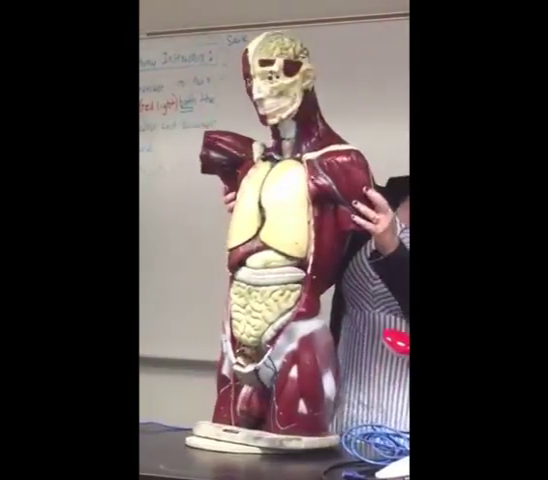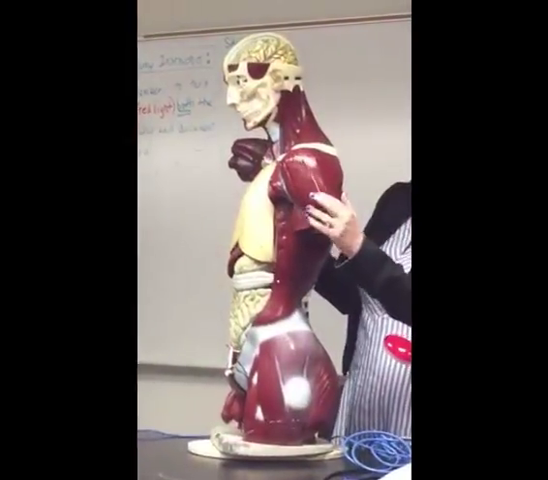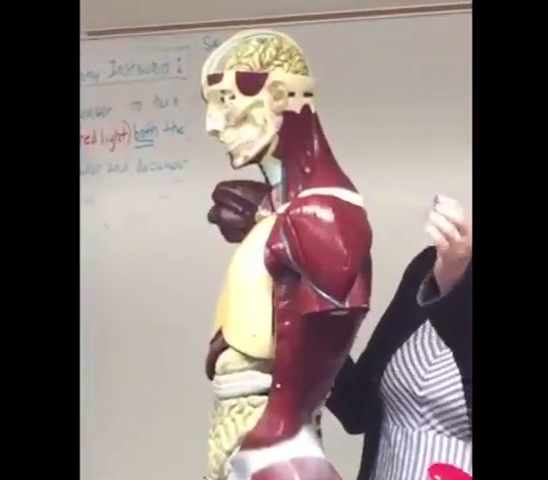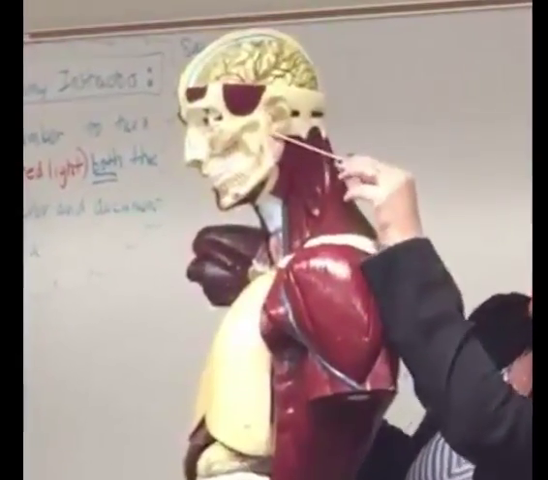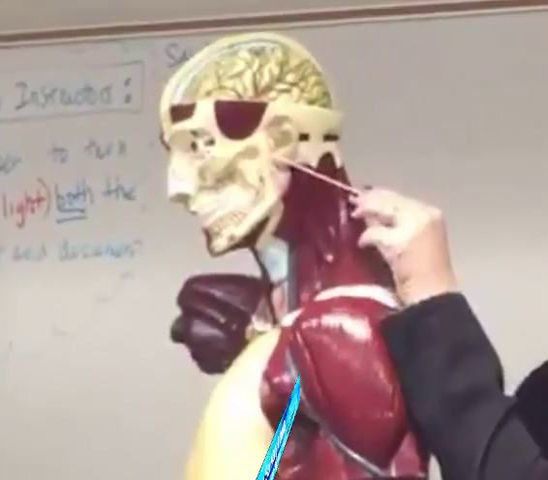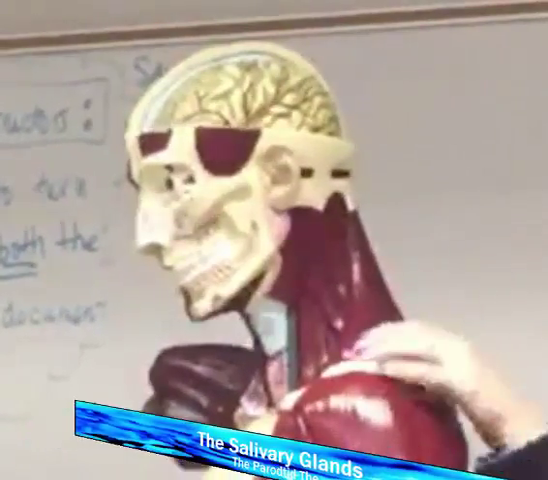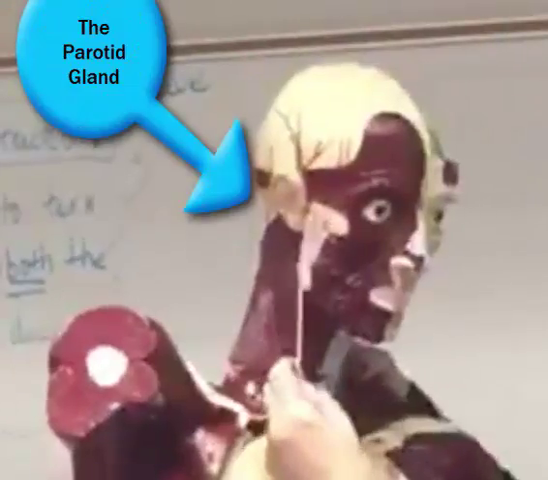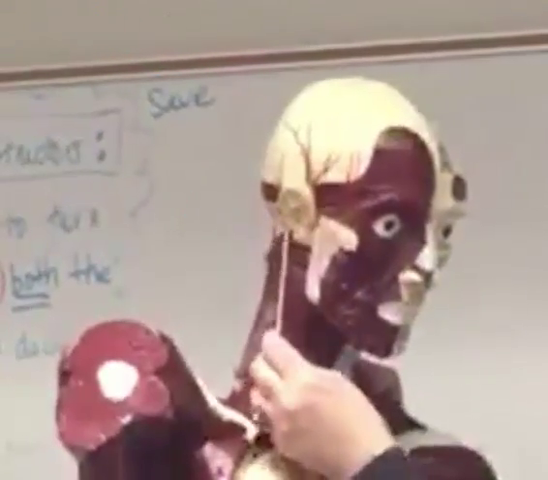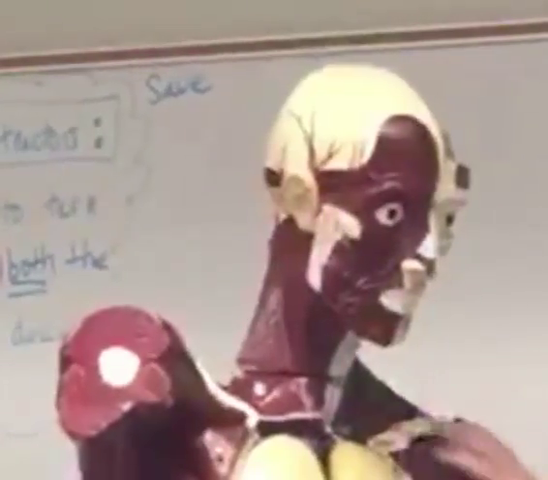Maybe I'll start here. There are 3 salivary glands, and one of them is on the outside of the cheek. This is the parotid gland. Actually, you can see it a little bit better on this side. More of it is exposed over here. This is the parotid gland. It is a salivary gland. You have 3 of them. I'm going to peel his little head off.